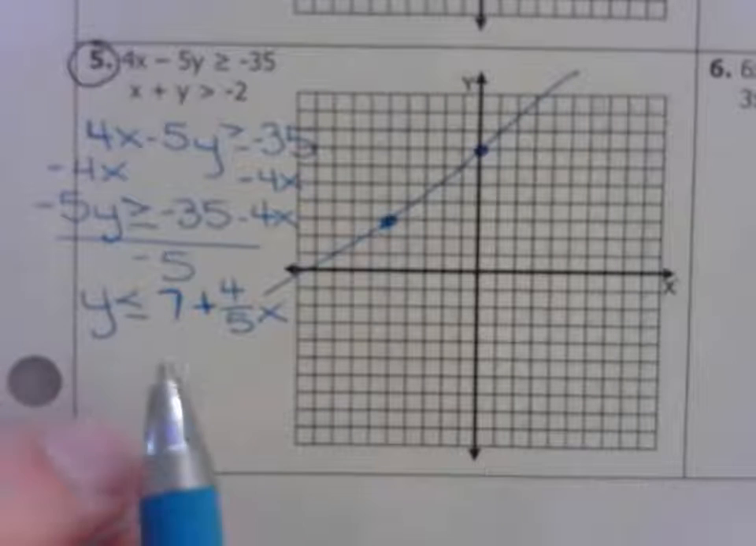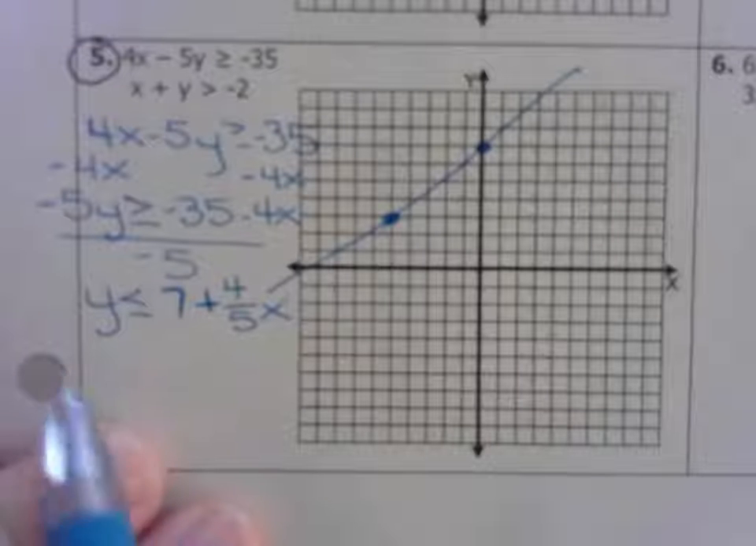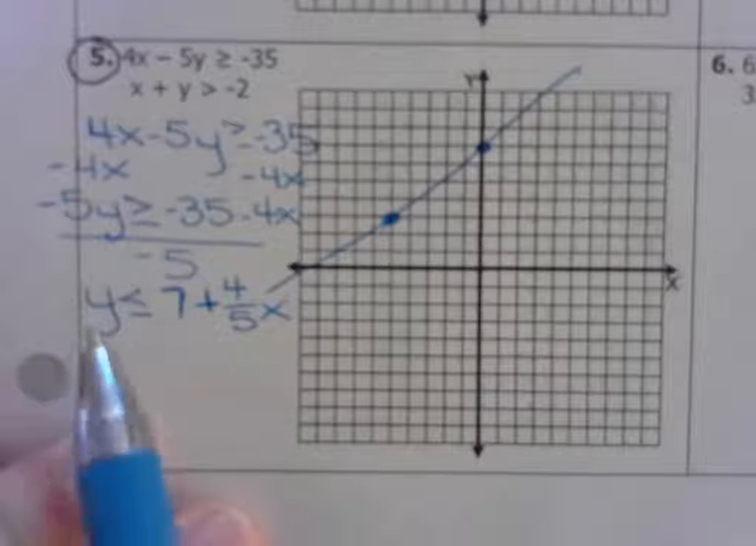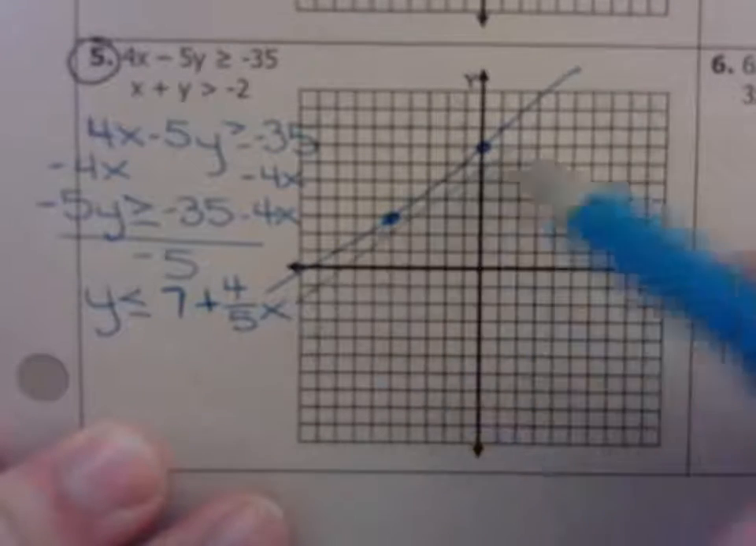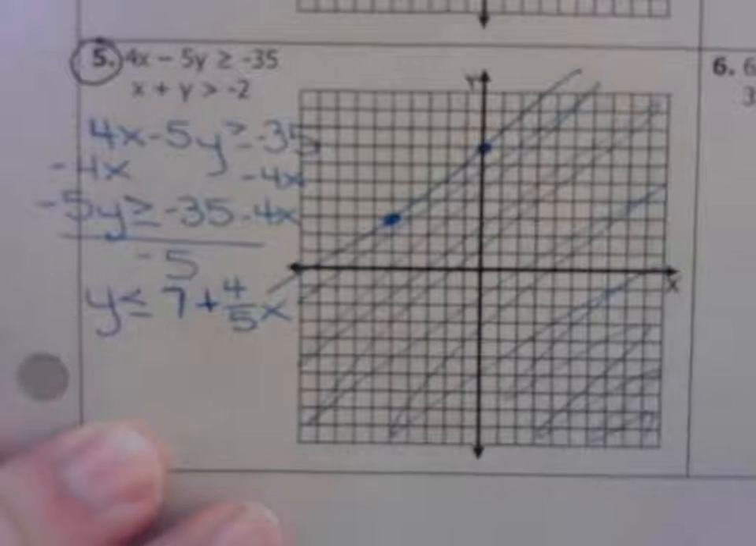Okay, let's shade above or below. Y is less than. You always look at Y. Y is less than or equal to, so you shade below. Do not shade too dark because we're going to be graphing another one.